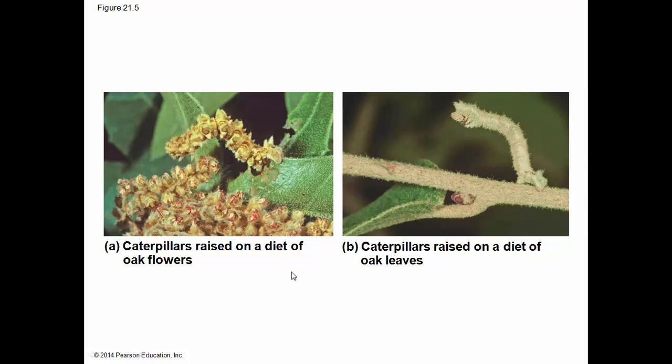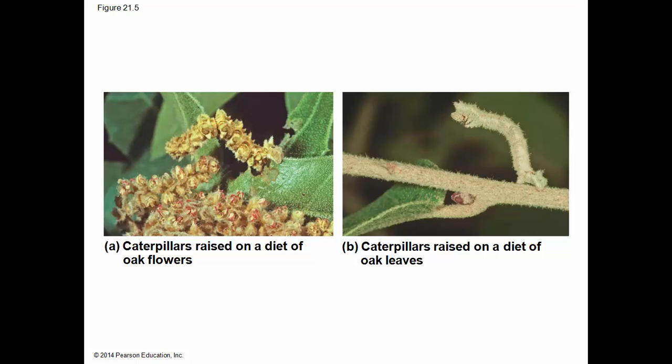Consider caterpillars raised on a diet of oak flowers versus caterpillars raised on oak leaves. You can see here that both of these caterpillars are the same species. They have the same genetic capacity. But that genetic capacity for morphological difference is only awakened depending on the food that they feed on. So the caterpillars that are raised on oak flowers tend to look more like oak flowers, which is advantageous because they can be camouflaged in that environment. And same goes for caterpillars that are raised on a diet of oak leaves.